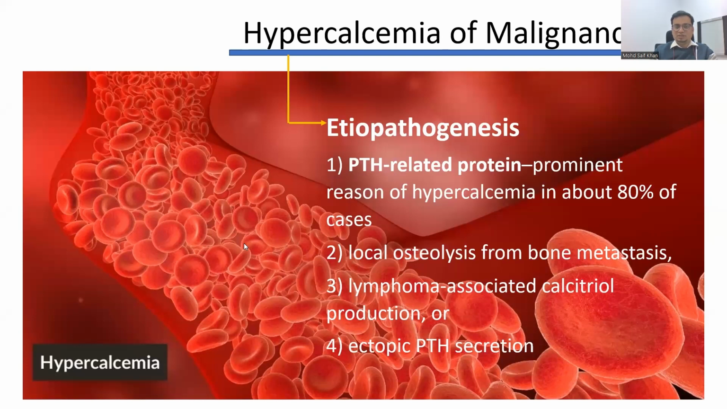Another cause is bony metastasis, where the tumor spread can induce osteolysis directly from bone, and that can result in hypercalcemia. In case of lymphoma, vitamin D3, that is calcitriol, is produced, which enhances calcium absorption from the GI tract and reabsorption from the kidneys, so that will lead to hypercalcemia. And in rare cases, it could be ectopic PTH secretion.